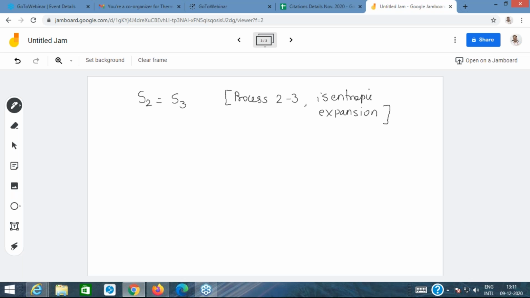Okay, now what is the state at 2? What is the state of the steam at 2?